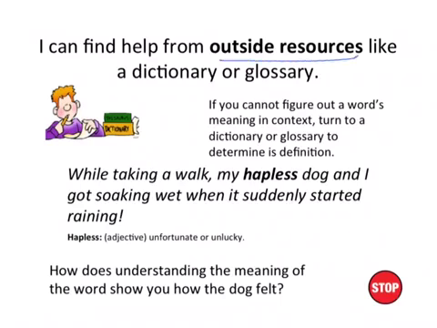So here's a sentence. While taking a walk, my hapless dog and I got soaking wet when it suddenly started raining. Here's the meaning. Hapless: unfortunate or unlucky. Now pause the video. How does understanding the meaning of the word show you how that dog was feeling?